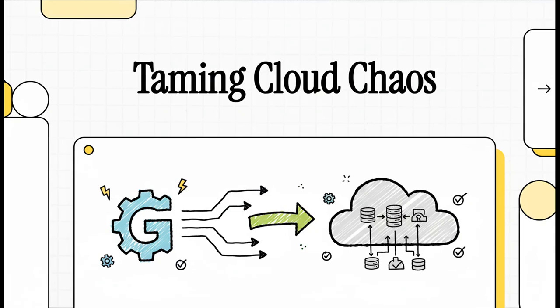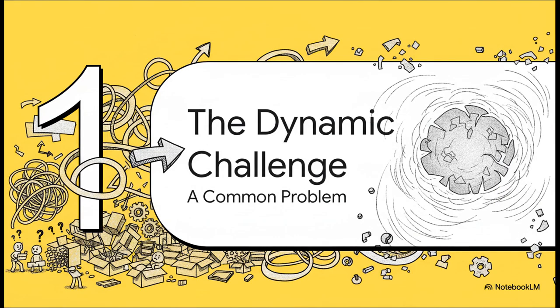Hey everyone, and welcome. Today we are digging into a problem that, let's be honest, anyone managing a modern AWS setup knows all too well. How do you keep your monitoring from falling behind your actual infrastructure? We're going to look at a really powerful way to bring some calm to that chaos by pairing up Grafana with AWS CloudWatch. All right, so let's dive right in.